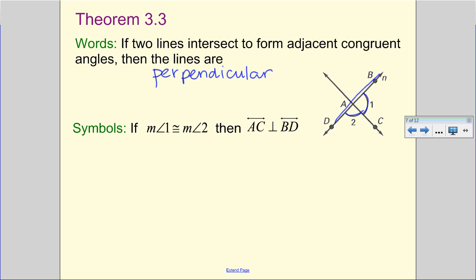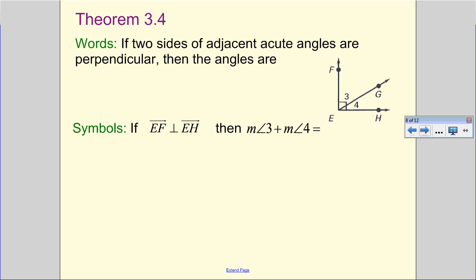So what this looks like in symbols is that if the measure of angle 1 is congruent to the measure of angle 2, then line AC is perpendicular to line BD. I typed this in here, guys. This is what you're filling in your notes. All right, let's take a look at theorem 3.4. If 2 sides of adjacent acute angles are perpendicular, then the angles are complementary.